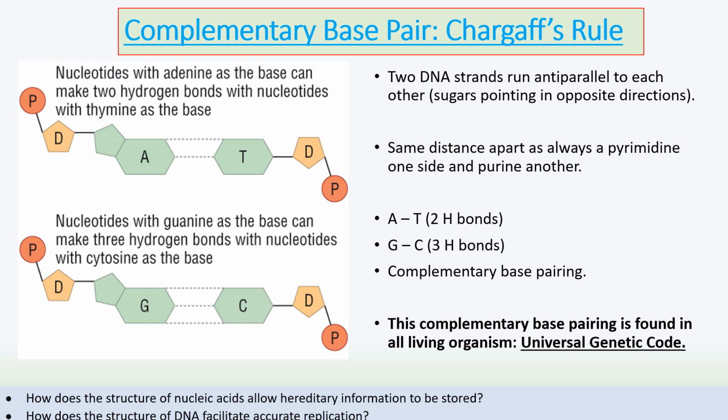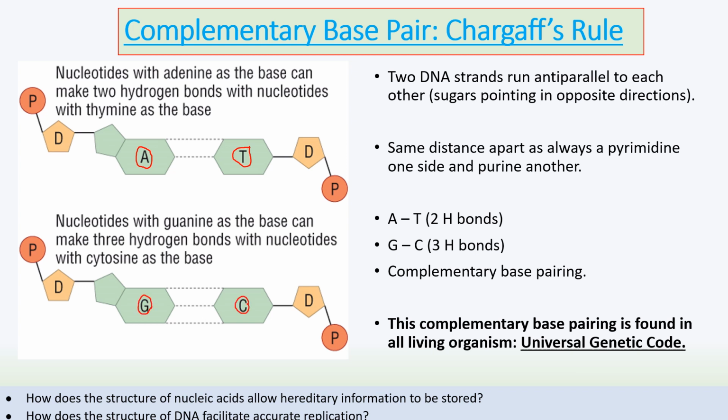Now there is something which you have probably already picked up on, that there is a complementary base pair rule, and this is something called Chargaff's rule. The complementary base pairs are A and T, so adenine always combines with thymine, which is replaced by uracil in RNA. G always combines with C.